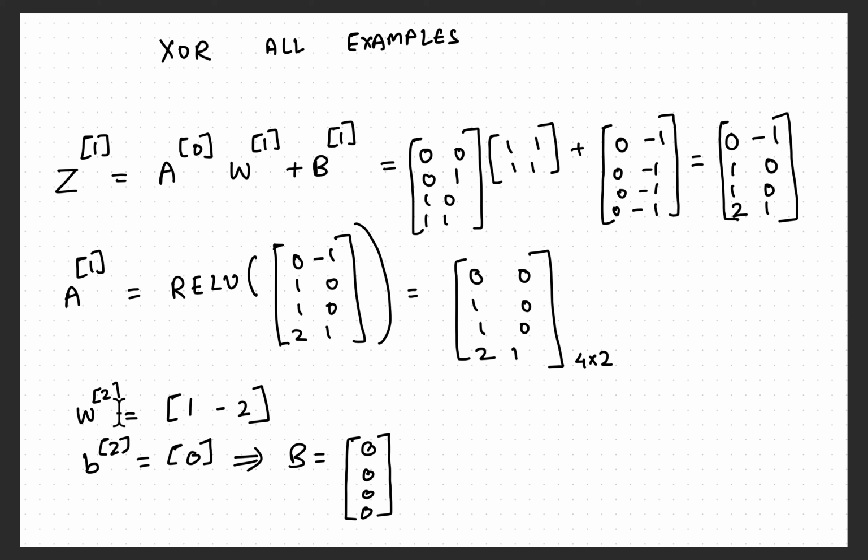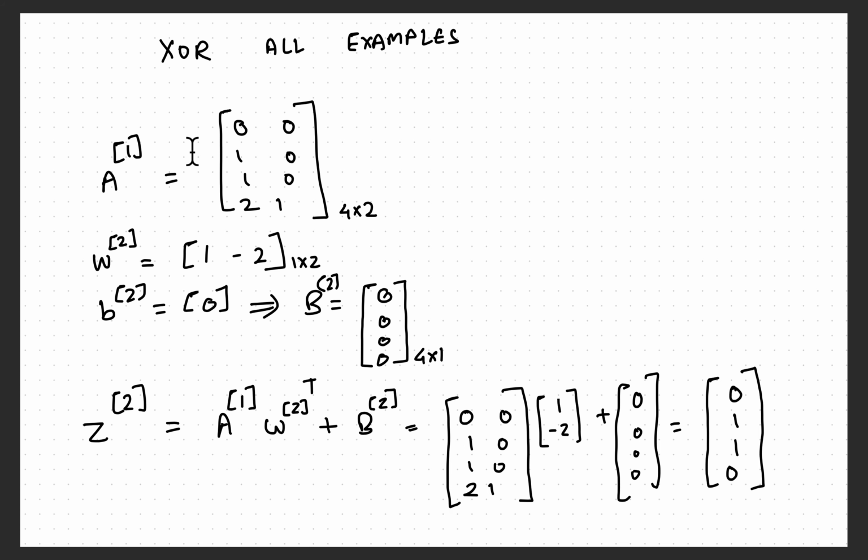Then you have capital W square bracket 2 as 1 comma minus 2 and small b square bracket 2 as 0. You repeat it again for the n examples to get a capital B, which is a 4 cross 1 vector now. We apply the same procedure again, and we get capital Z square bracket 2 as capital A square bracket 1 multiplied by capital W square bracket 2 transpose plus capital B square bracket 2. So we had already obtained the activation from the previous layer, which is a 4 cross 2 matrix multiplied by a 2 cross 1 matrix to get a 4 cross 1 matrix plus a 4 cross 1 matrix, which is a 4 cross 1 matrix 0, 1, 1, 0.